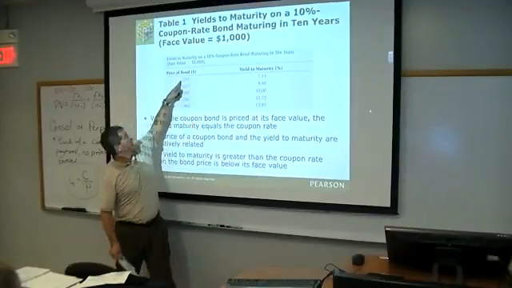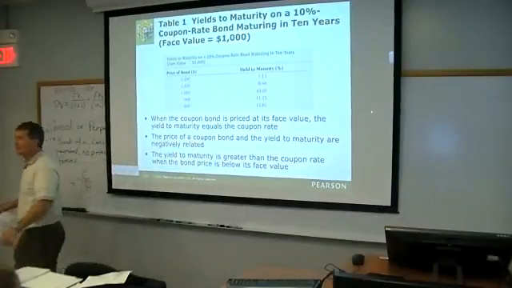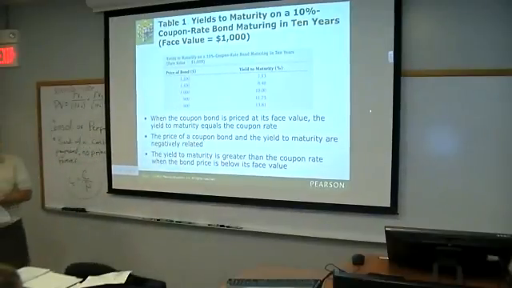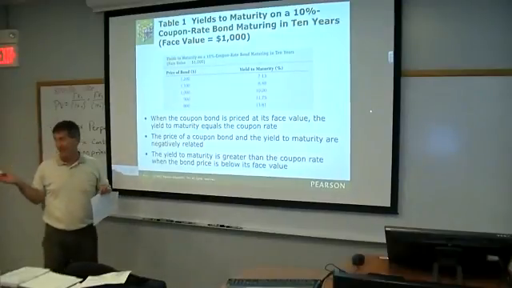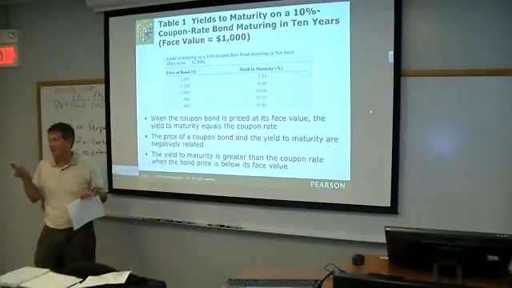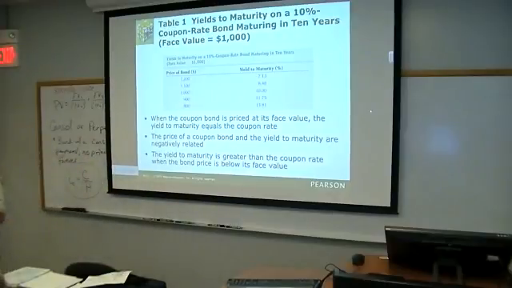What about if it sells at a premium? 1,200. What does that say about market rates? Market rates are down. Down compared to what? I'm pushing it. I haven't heard this answer yet. Market rates are down compared to what? The rate when you bought it. When that bond was issued.